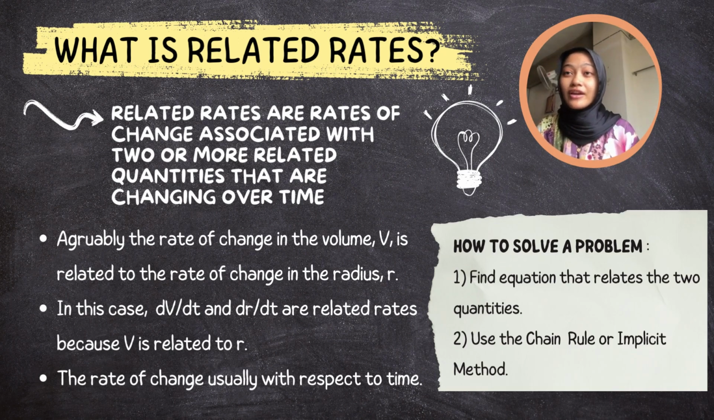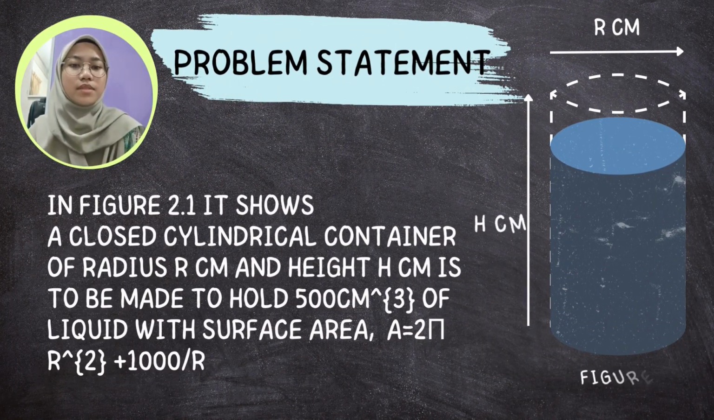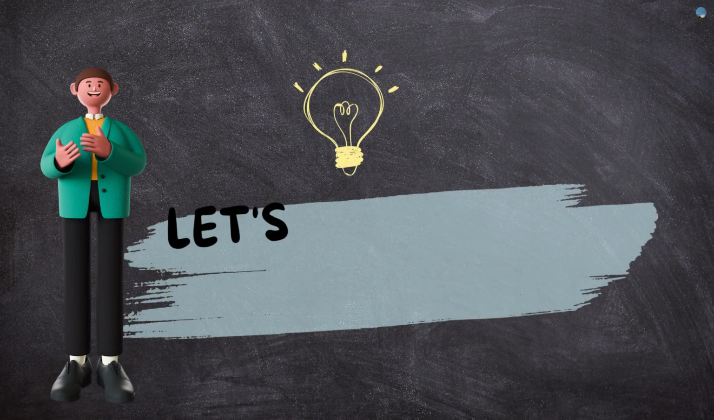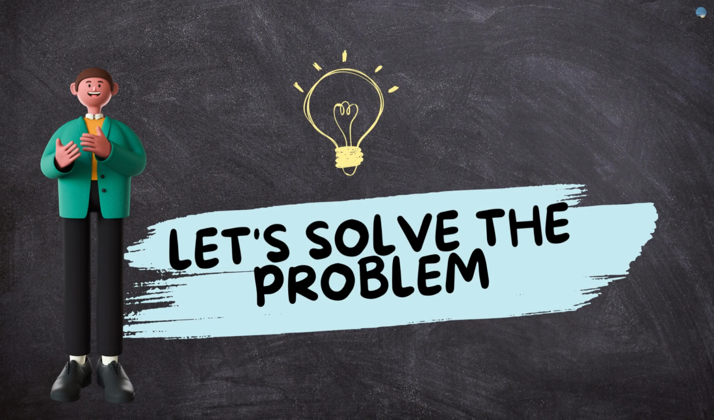So how to solve related rates problems? Firstly, we need to find equations that relate the two quantities. So in this case, dV and dr are related rates. And secondly, we can use the chain rule or implicit method. So, this is our problem statement. Here in figure 2.1, we have a closed cylindrical container of radius r cm and height h cm to be made to hold 500 cm cubed of liquid with surface area A equals 2 pi r squared plus 1000 divided by r. So, let's solve the problem.